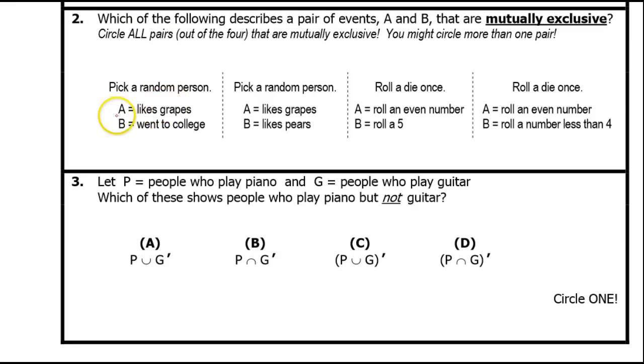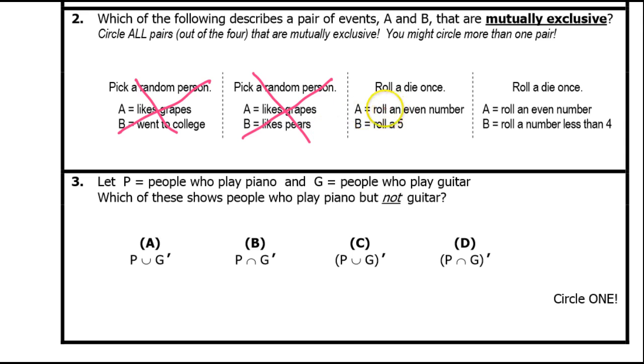Okay, so one event is likes grapes, and another event is went to college. These are overlapping. You could have people that went to college and also like grapes. So I'm not going to circle that one, because we're supposed to circle the ones that are mutually exclusive only. Okay. Event A likes grapes. Event B likes pears. There could be a person that likes grapes and also likes pears. So there's overlap here. So I'm not going to circle that one.